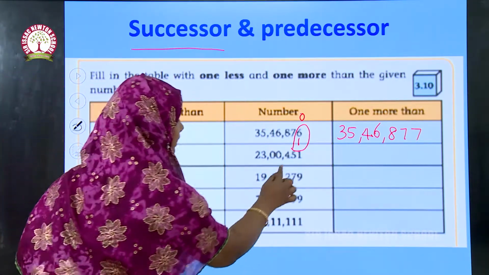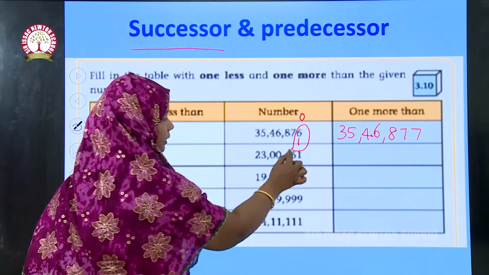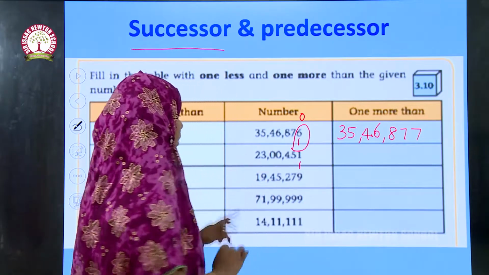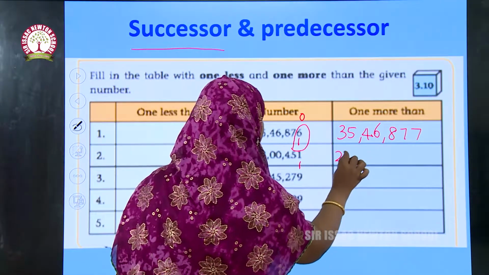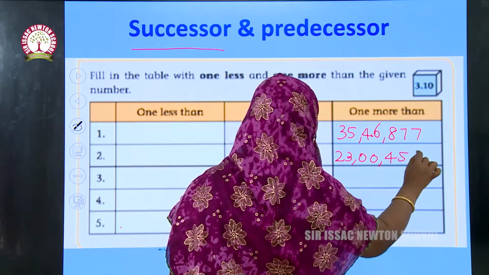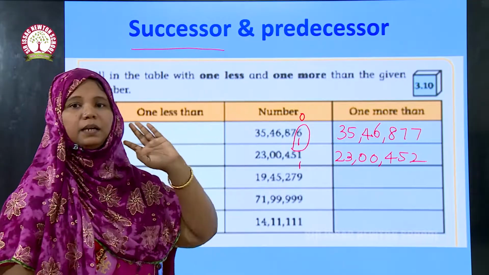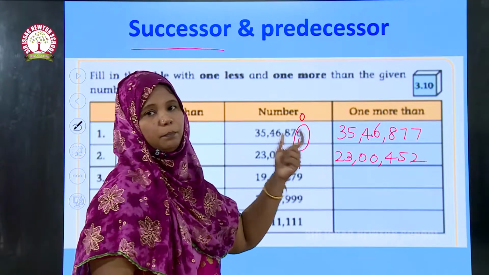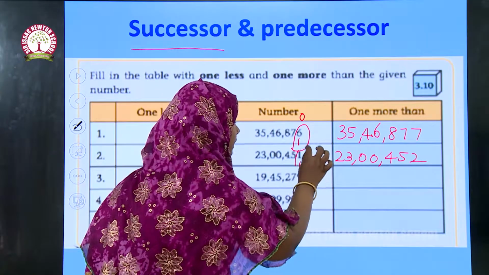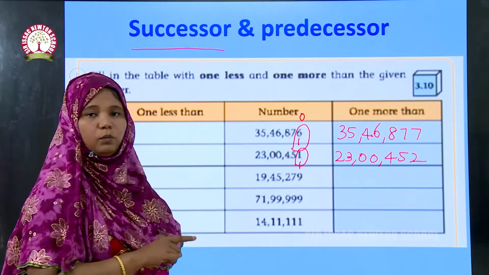Look at this example. 23 lakh 451. When I add 1 to the unit place, what happens? It becomes 23 lakhs 452. The successor is nothing but the after value which we get by adding 1 to the ones digit, the first digit.